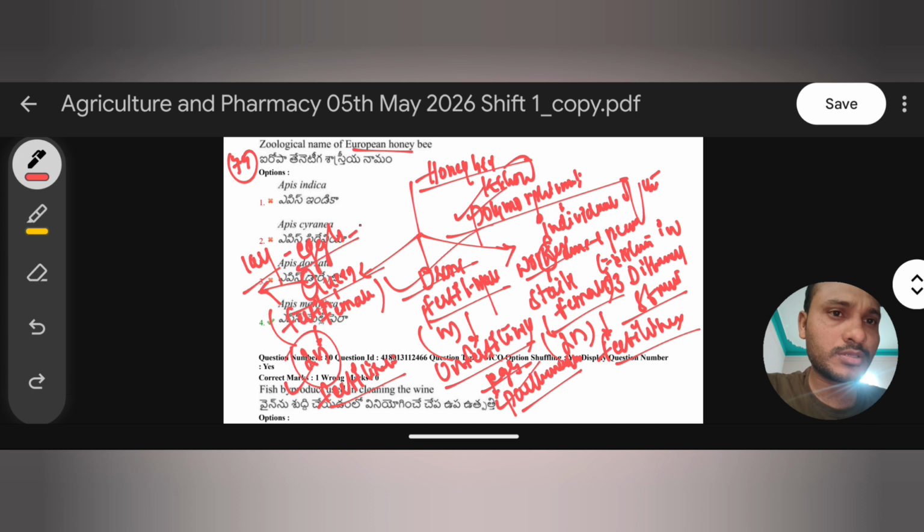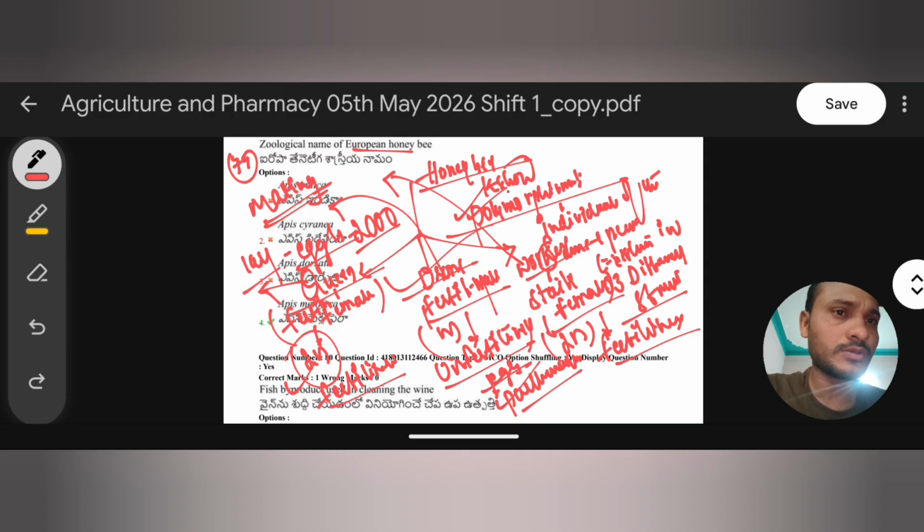Do you know, 2000 eggs are laid per day. And coming to the main role of the drone, it plays an important role only for mating with the queen, the mating purpose. After mating, the drone will die. And the worker plays the major role among the honeybees, which collects nectar and prepares honey. Like this, various works will be performed by the worker honeybee.